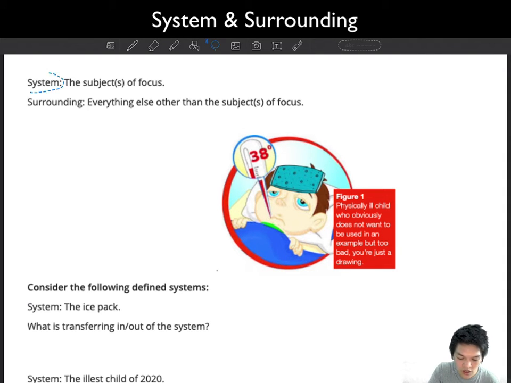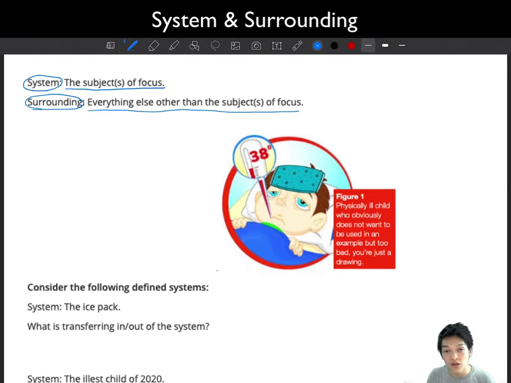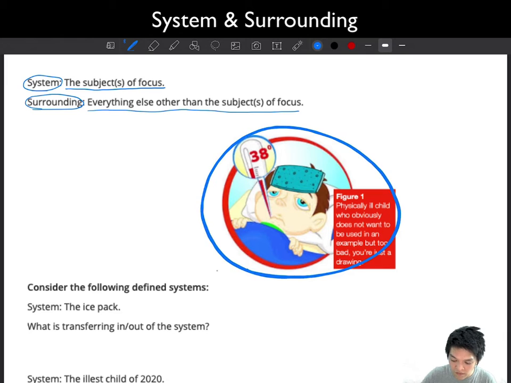First of all, what is a system? It's real simple actually. A system is literally just the subject of focus. So whatever you're trying to study is the system. The surrounding is literally anything else other than the system, other than the subject that you're trying to focus on. So let's take a look at this example on the bottom here with this kid who has a fever.